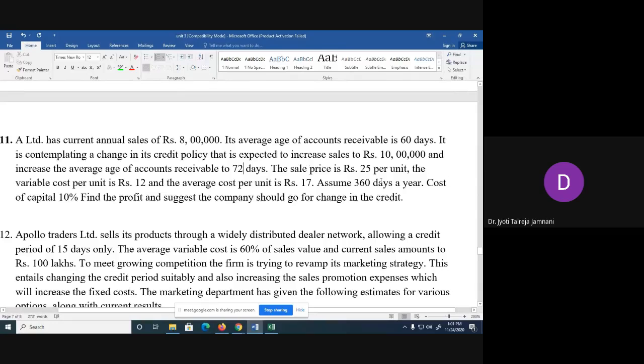The sale price is 25 per unit, variable cost is 12 and the average cost is 17. Assuming 360 days a year, cost of capital 10%, find the profit and suggest whether the company should go for a change in credit. Okay, let's do it. Because they have not given you units, I have to first show you how to find the units from the sales amount, because variable cost and all is given on a per unit basis. So I'll do it.